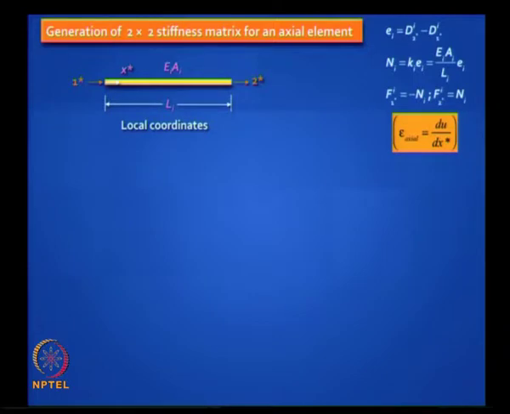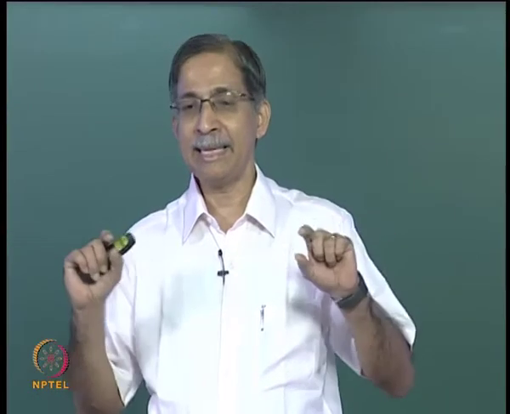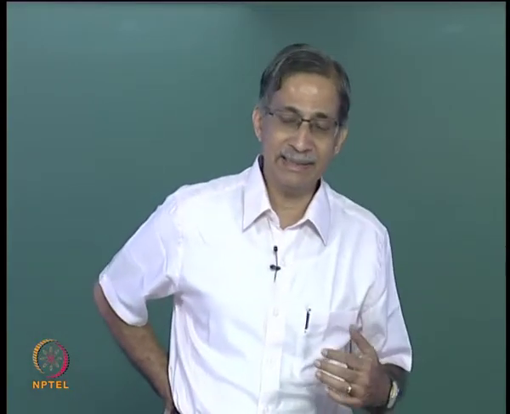One more thing, we have said that there are only two axial degrees of freedom. What about displacements within the element? Let us say the displacement at one end is d1 star, at the other end it is d2 star. At the middle of the element, what will the displacement be? d1 star plus, so you can do linear interpolation, right? What is the basis for doing linear interpolation? Is it an assumption or is it exact?